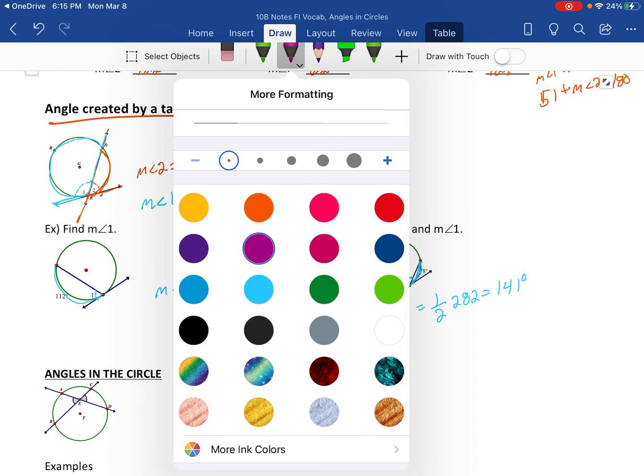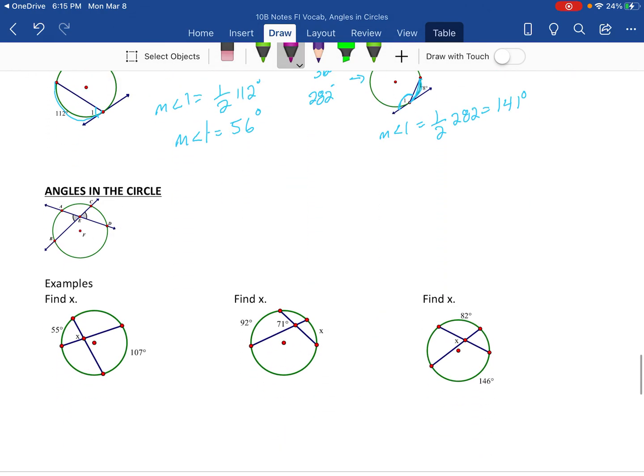Last two rules and we will be done. I know that this has been a bit long. So we talked about if it's central, then it's going to be equal to. If it's on the circle, it's half. Now we have angles if it's inside the circle. This is a circle with an angle on the inside created by two chords or two secants.